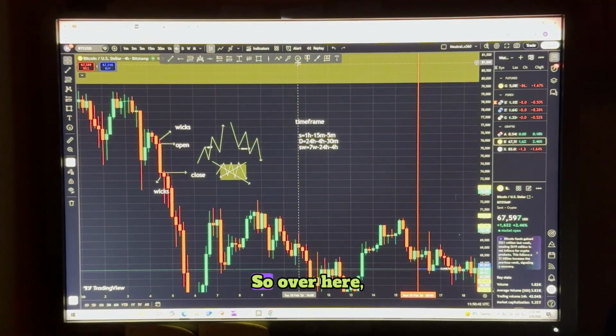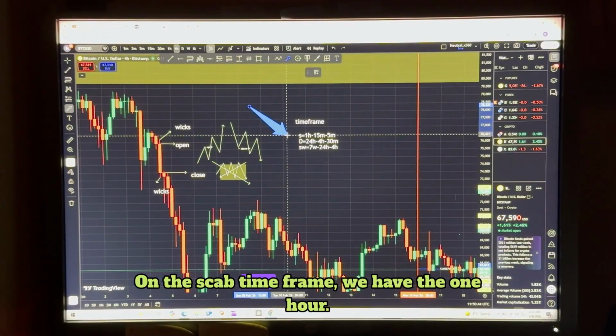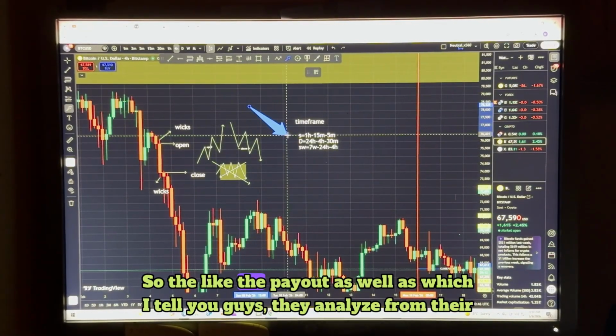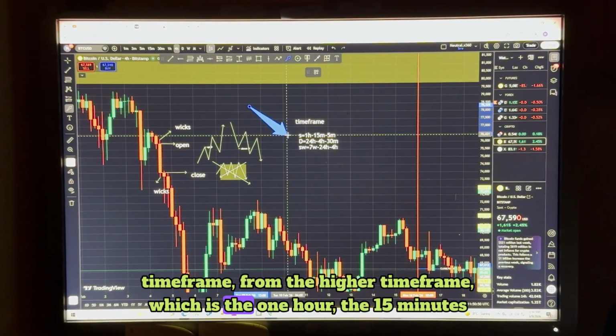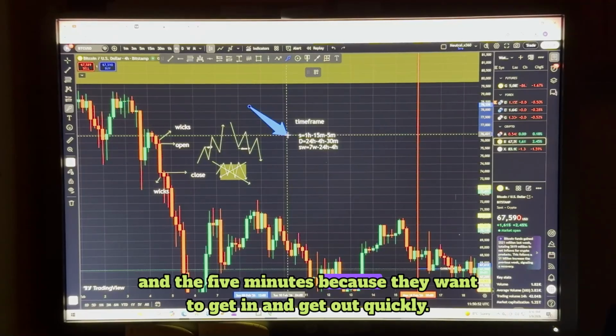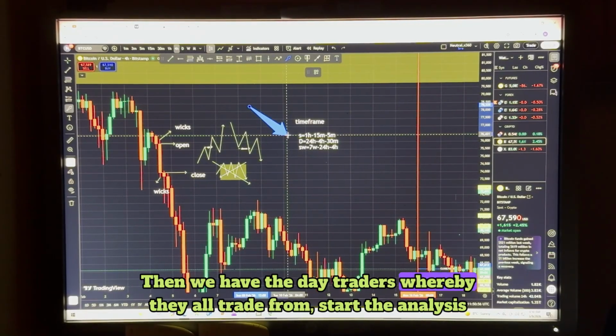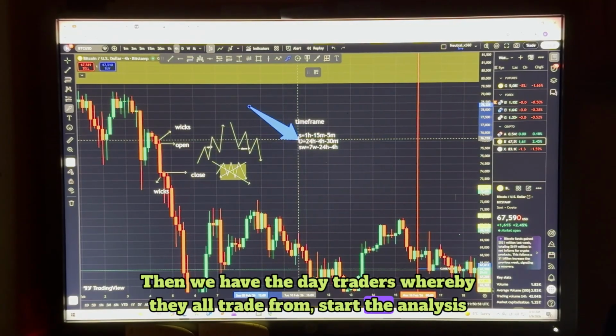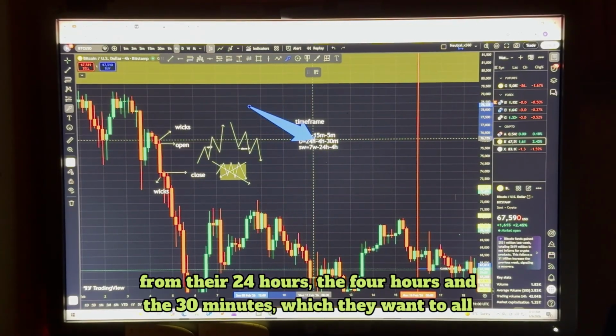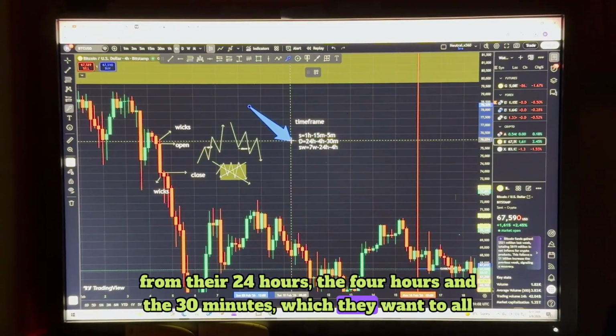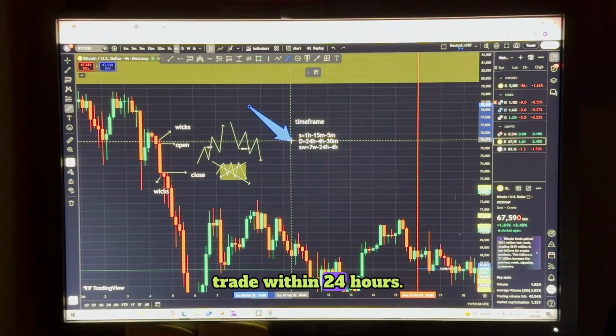Over here on the scalp time frame, we have the 1 hour. The scalpers analyze from the higher time frame, which is the 1 hour, the 15 minutes, and the 5 minutes, because they want to get in and get out quickly. Then we have the day traders, who start the analysis from the 24 hours, the 4 hours, and the 30 minutes, and they want to trade within 24 hours. They don't want to pass 24 hours.